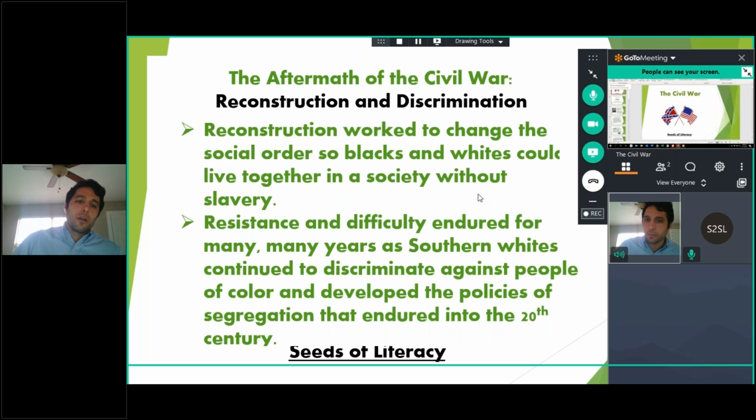So, we had these amendments, but the reality was that while slaves were emancipated, the institution was done, and the Civil War was over, there was still a lot of resistance in the South. The next period of time was referred to as Reconstruction, and it worked to change the social order so blacks and whites could live in a society without slavery. But the reality of it was that the South resisted for many, many years. Southern whites continued to discriminate against people of color, and they found ways around some of these amendments.